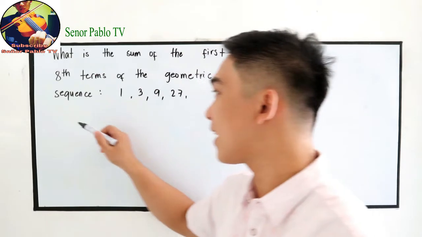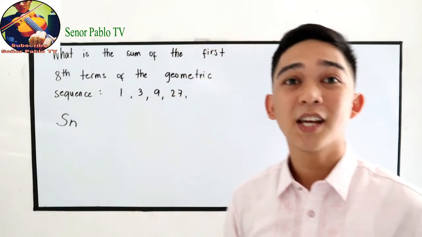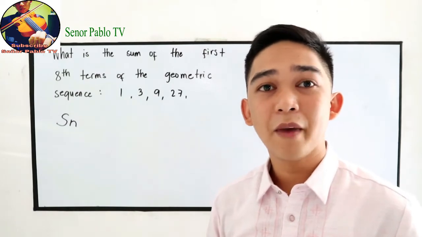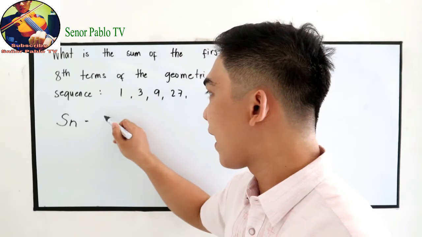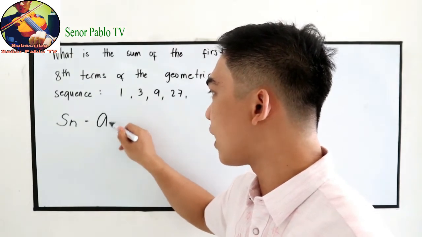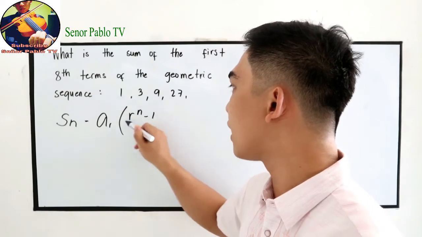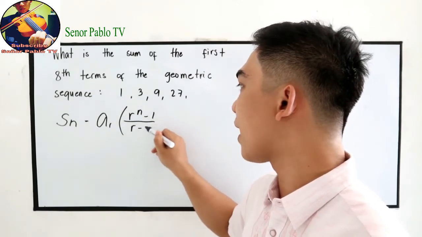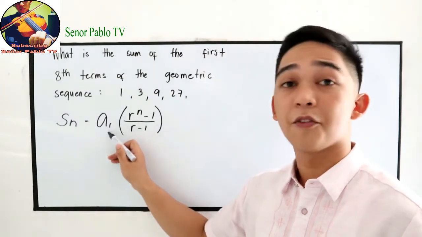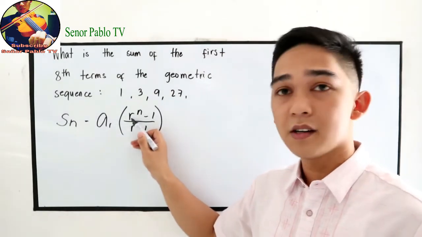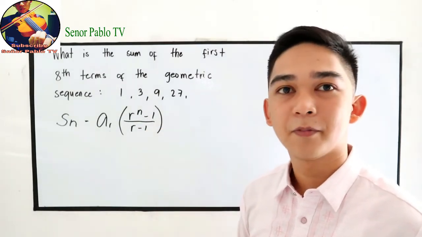So, gagamitin natin yung Sn, sum of the geometric sequence. Now, meron din tayong formula dyan. We have Sn is equal to A1 times R raised to N minus 1 over R minus 1. Wherein A1 is the first term, R is the common ratio, and N is the nth term.